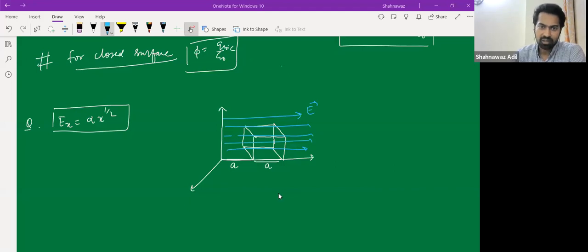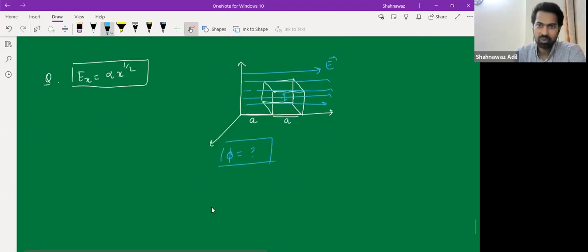So this is the direction of the electric field, and a charge is placed here, and we want to calculate the flux through this surface. We want to calculate the flux out. Understood, guys?